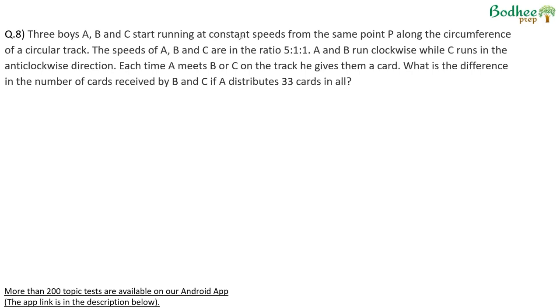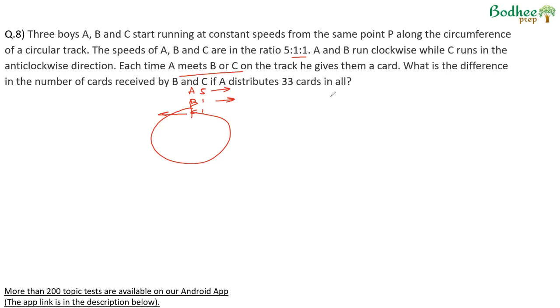3 boys A, B, and C start running at constant speeds from the same point along the circumference of a circular track. The speeds of A, B, C are 5 is to 1 is to 1. A and B run clockwise, same direction. C runs anti-clockwise. Each time A meets B or C on the track, he gives them a card. What is the difference in the number of cards received by B and C if A distributes 33 cards in all?